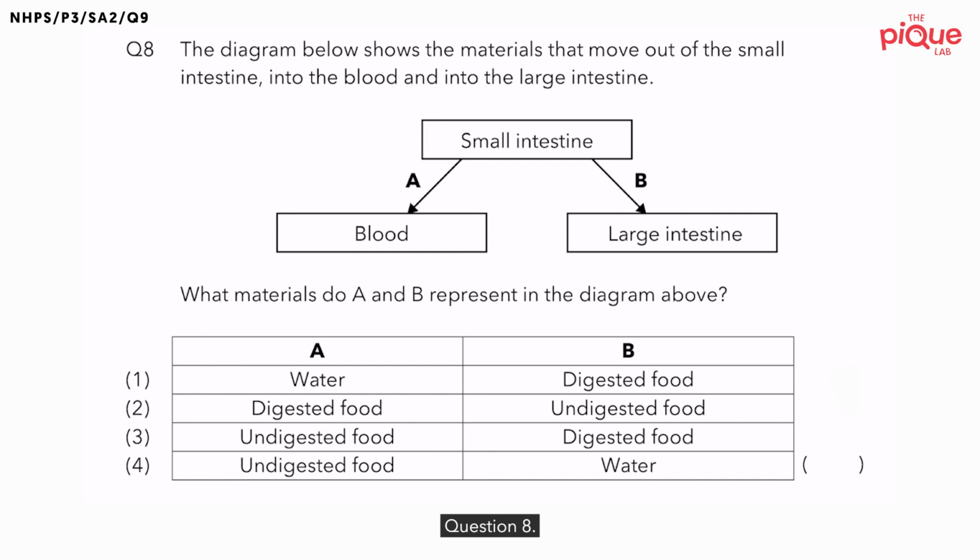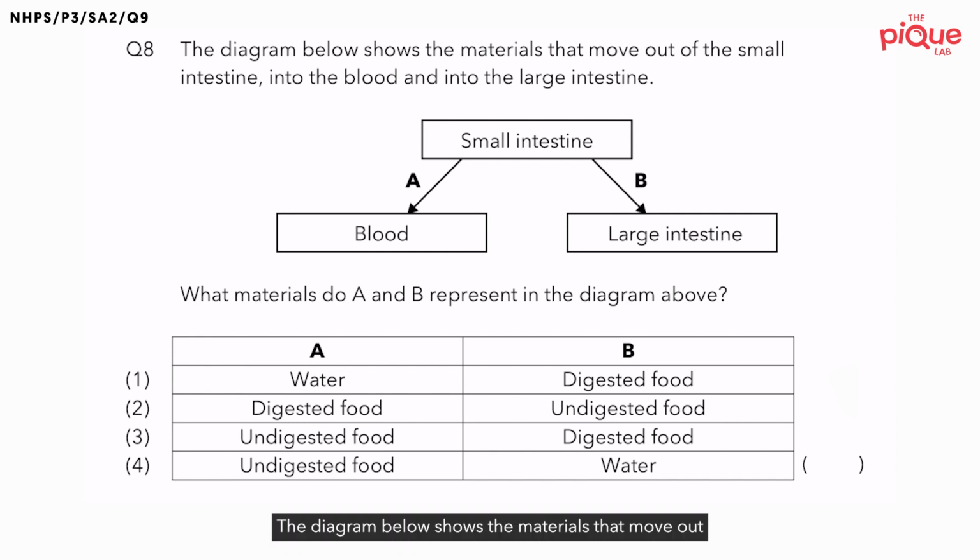Question 8. The diagram below shows the materials that move out of the small intestine, into the blood, and into the large intestine. What materials do A and B represent in the diagrams above? In this diagram, we have the small intestine and the large intestine. These two organs are part of which system in our body? They are part of our digestive system. So, the focus of this question here is about the digestive system.